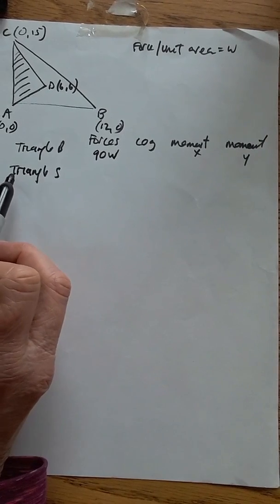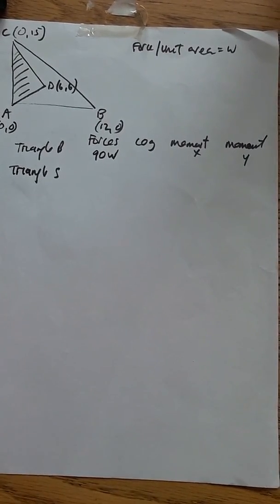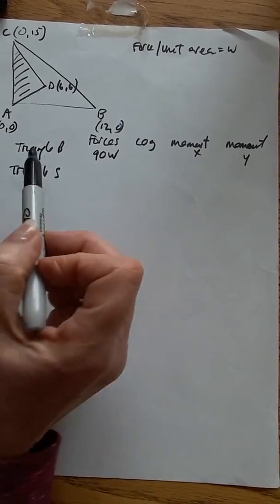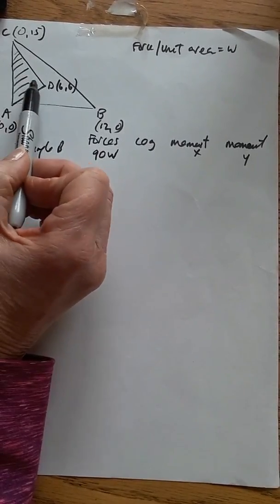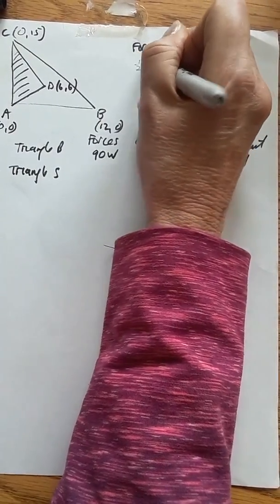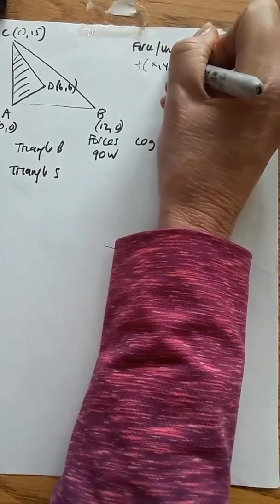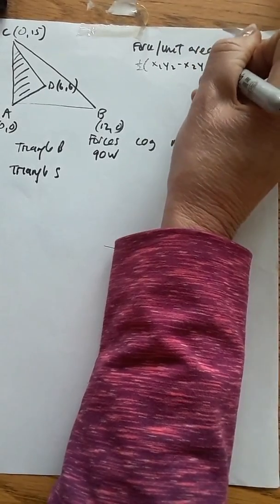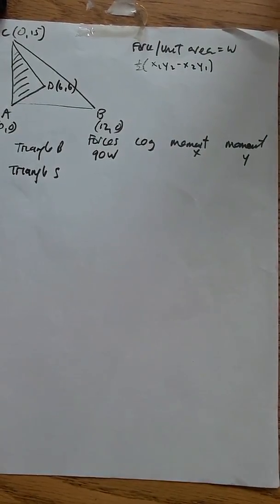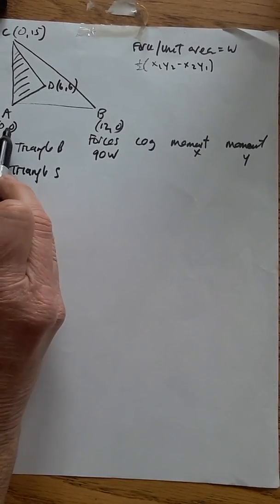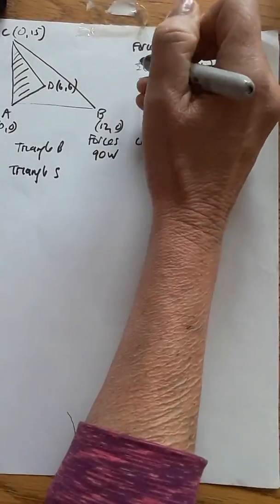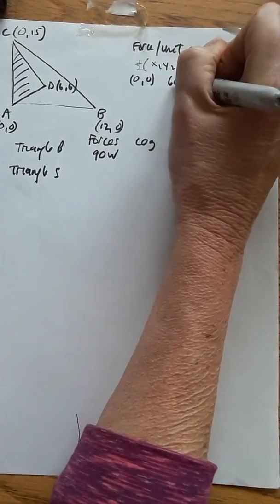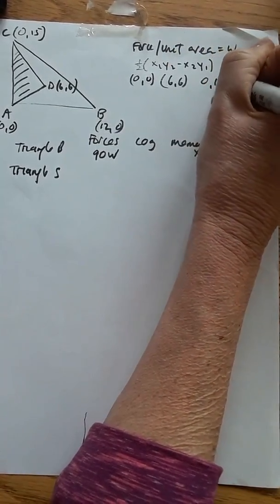The area of the small triangle is half the base by the perpendicular height as well. Now, small triangle doesn't have a typical perpendicular height. So for this one, I'm going to have to use a formula for area of a triangle. Now, it's in your log tables. You'll find it as a half times x1, y2 minus x2, y1. Now, in this particular case, the triangle that we're after is 0, 0, 6, 6, and 0, 15.